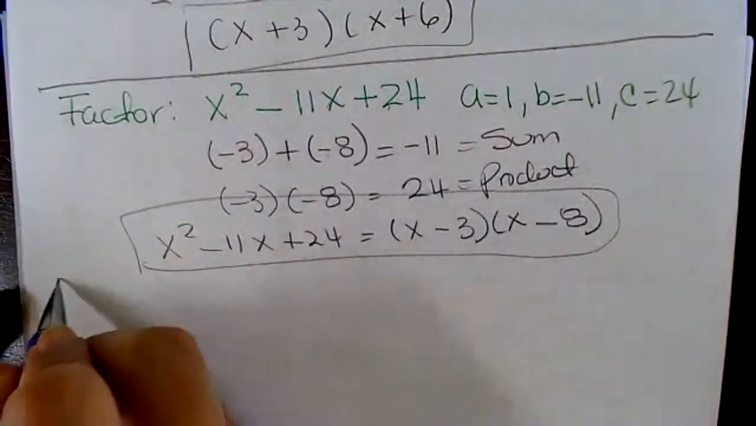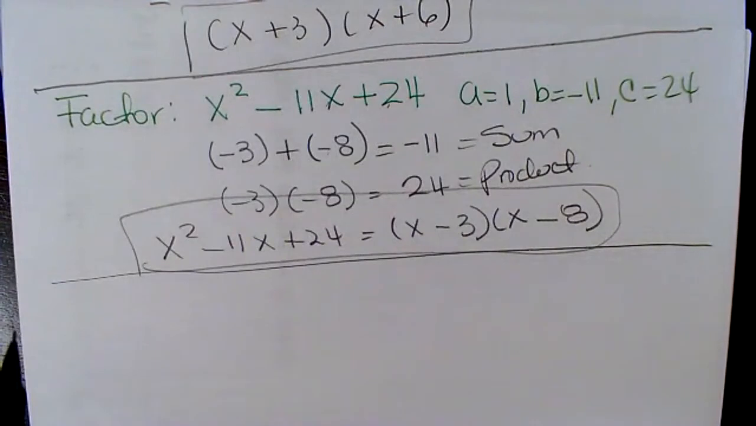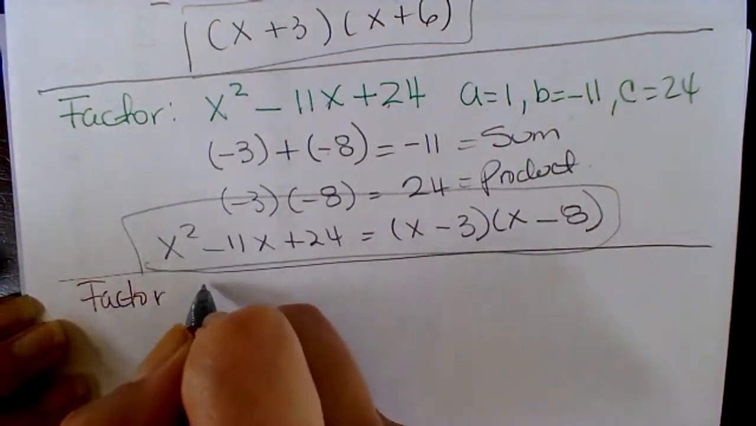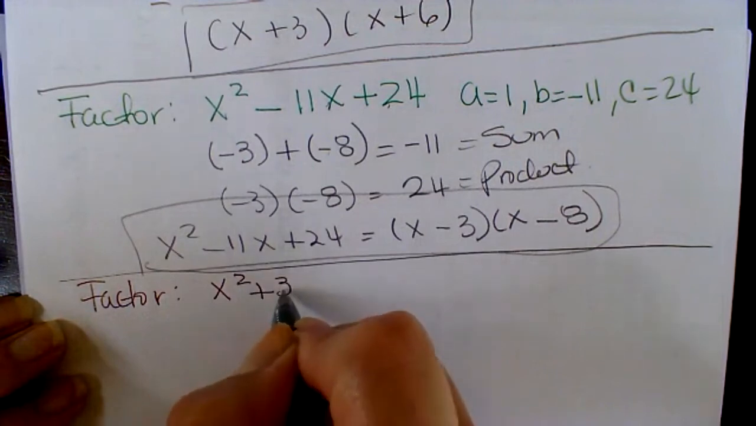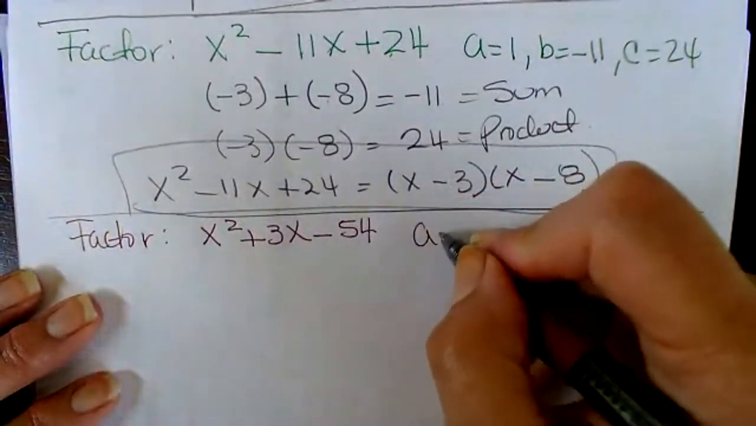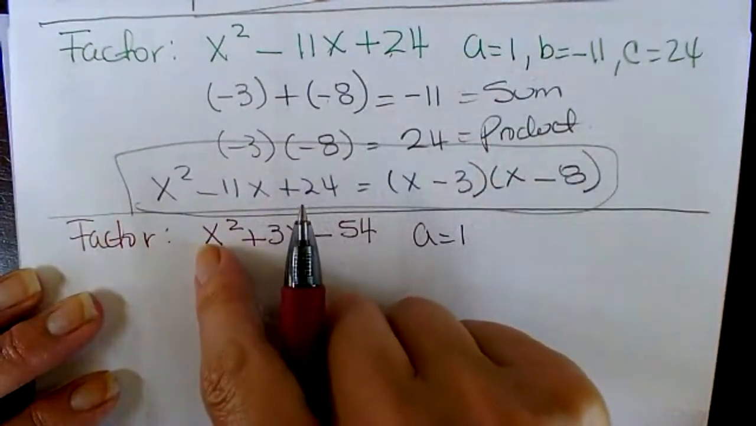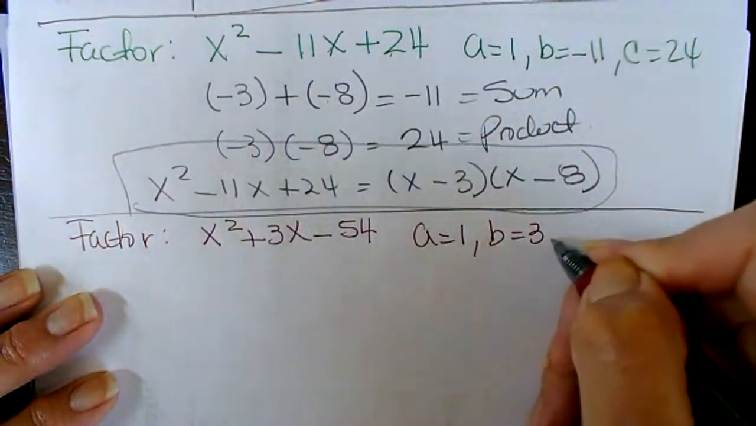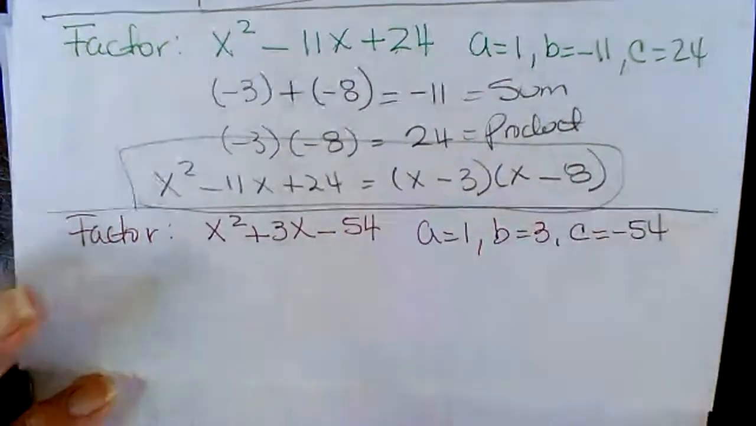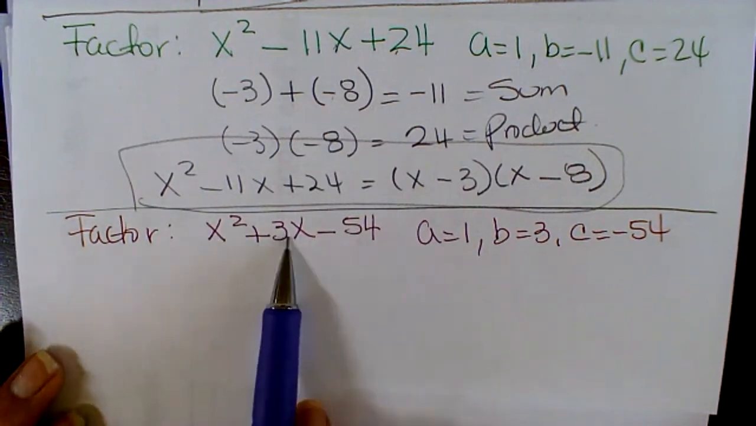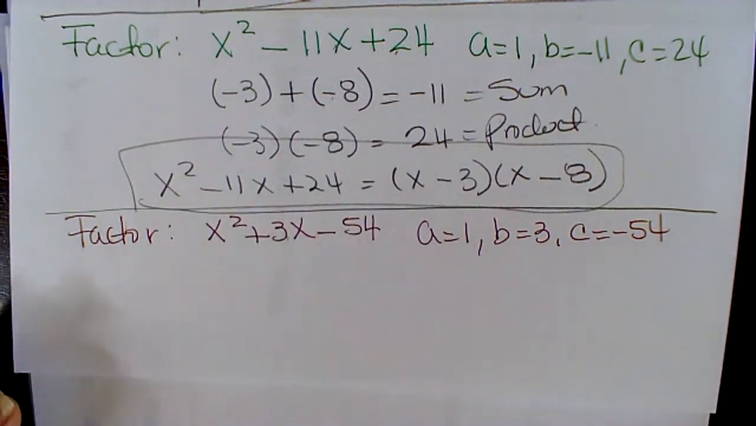Let me give you one more here. It says factor x squared plus 3x minus 54. All right? So again, my a, this coefficient needs to be 1 in order for us to do the sum and the product method. B is 3 and C is negative 54. So I need two numbers. When I multiply them, I get negative 54, and when I add them, I get 3.